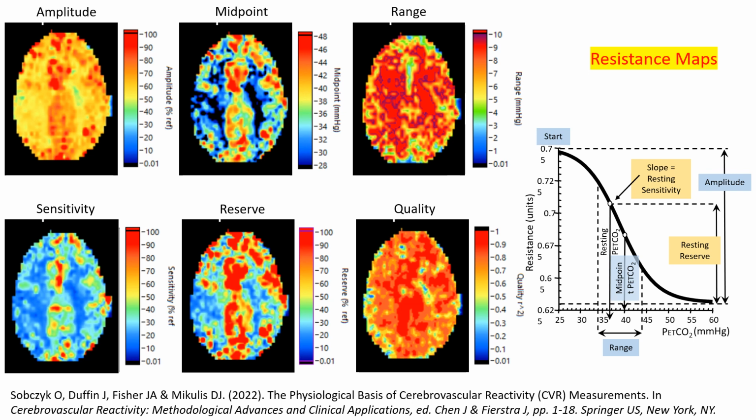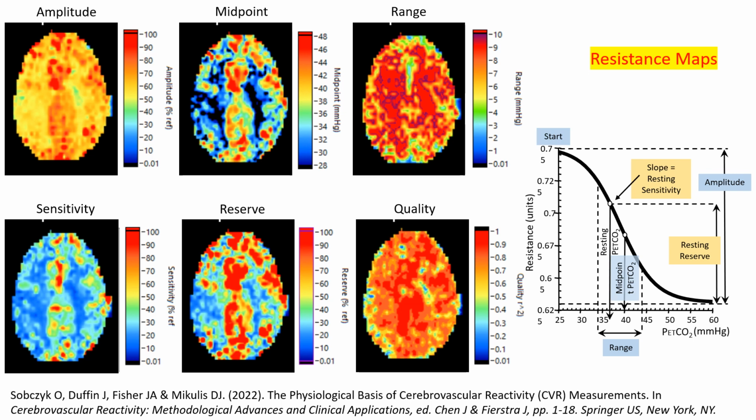Resistance amplitude, a measure of the full extent of vasodilation and vasoconstriction. Resistance midpoint, the partial pressure of carbon dioxide at which sensitivity is a maximum. Resistance range, the partial pressure range over which the resistance variation can be regarded as linear. Resting sensitivity is the slope of the sigmoid at the resting partial pressure of CO2.